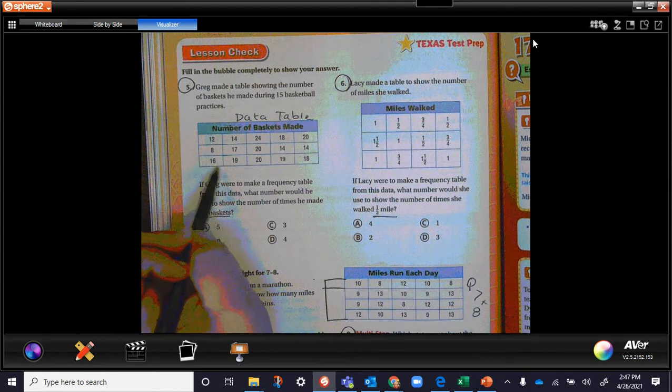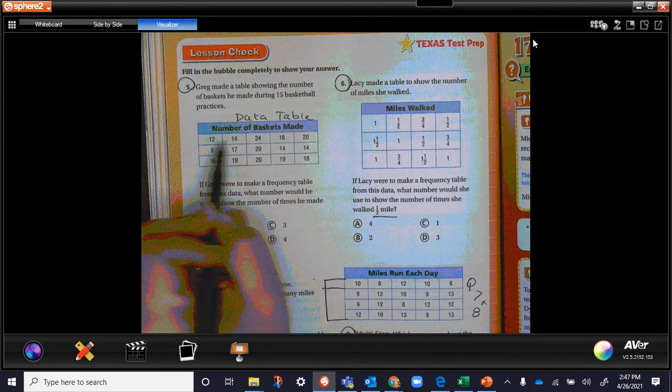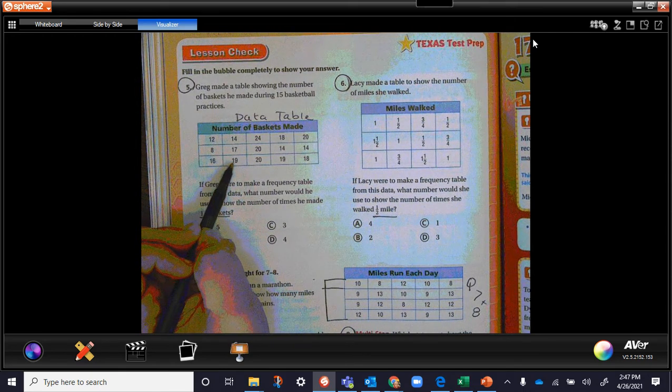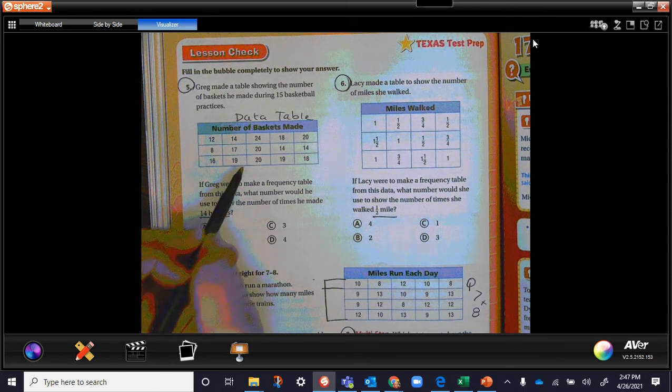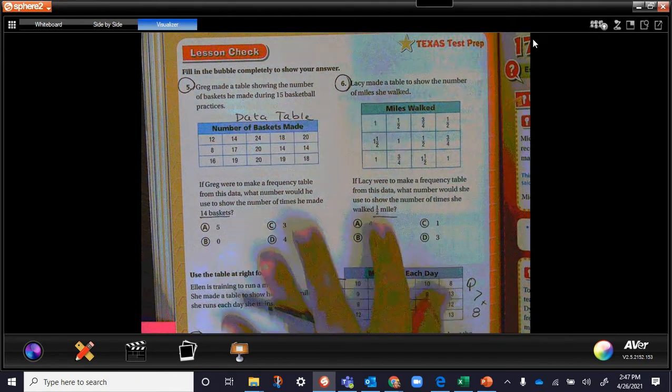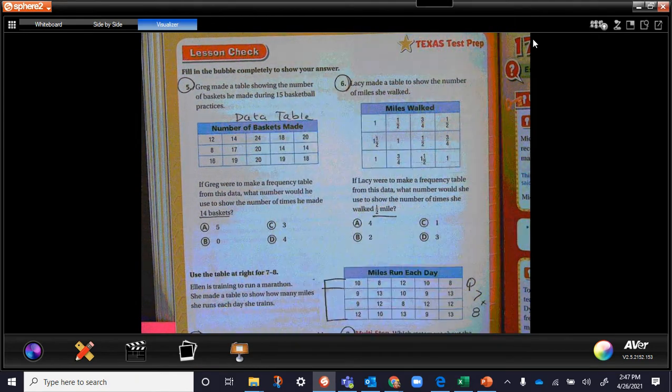You're going to start, let's see, the smallest number is 8. So you're going to count how many 8s were used. Then you're going to go through and do the same with the next number that's on the table and make your table, and then look at what it's asking you. So these are all that first section.